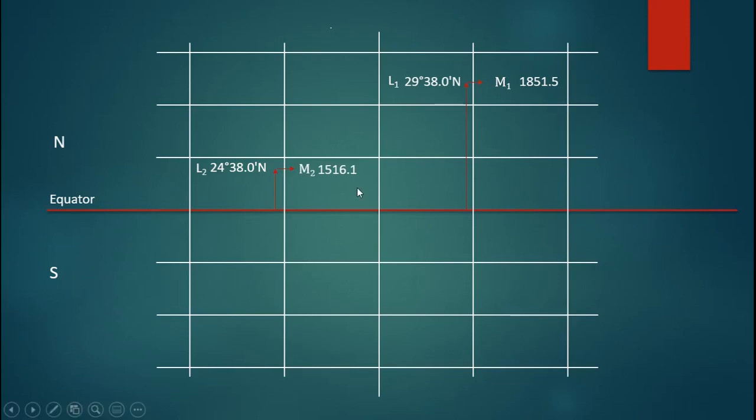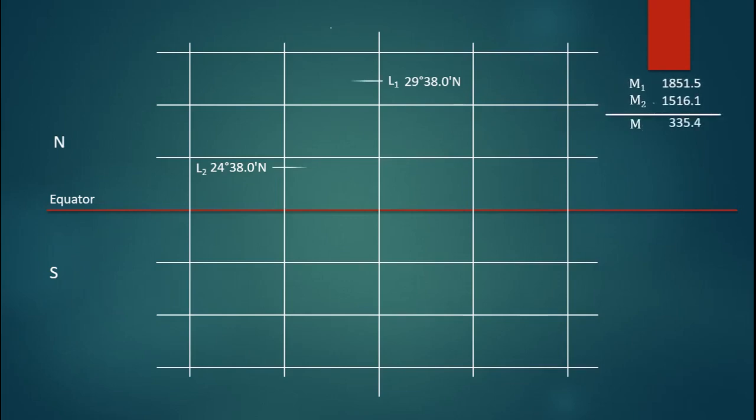Our equations use M, and notice we have M1 and M2 labeled here. Well, the way we get M is the number of meridional parts between L1 and L2. In this case, since both of our latitudes are on the same side of the equator, we would simply subtract the smaller number from the larger number. In this case, we get 335.4 for M, and that is the number of meridional parts between the two latitudes.